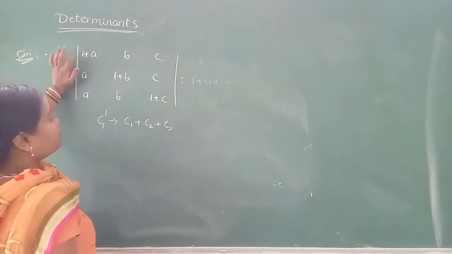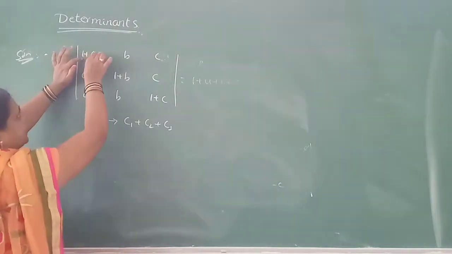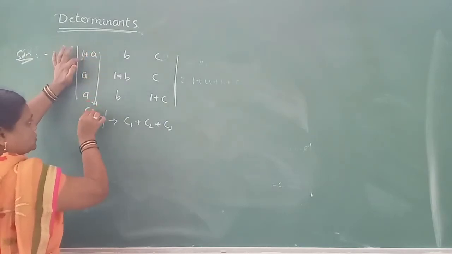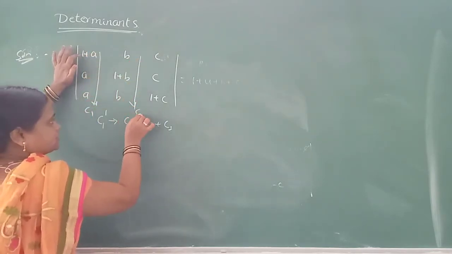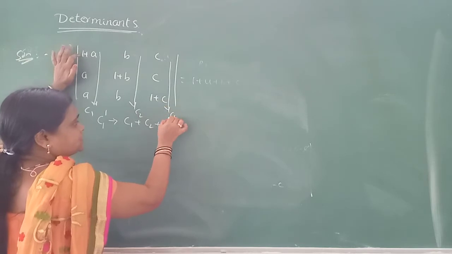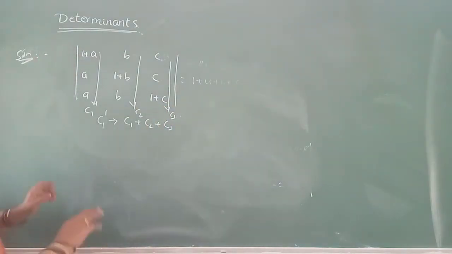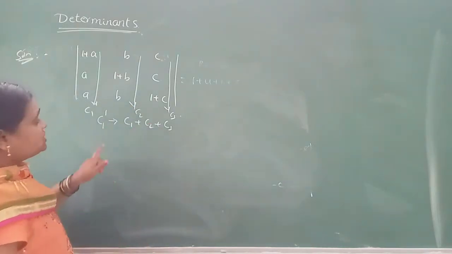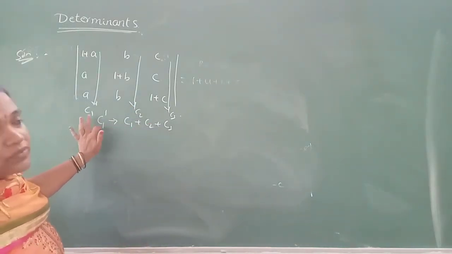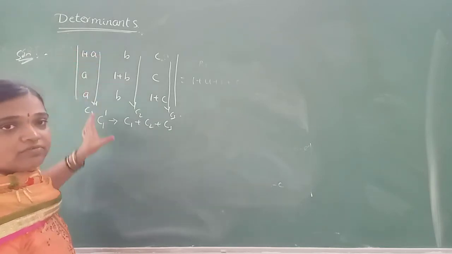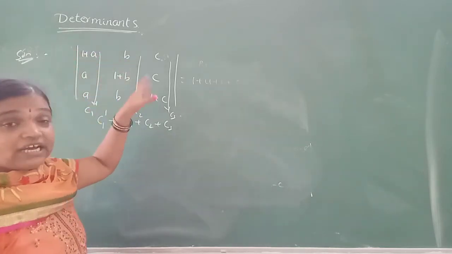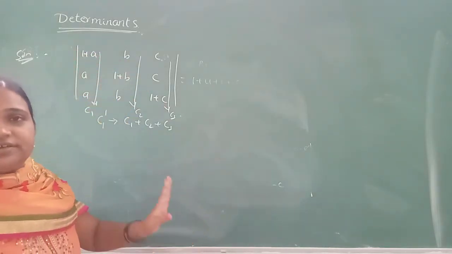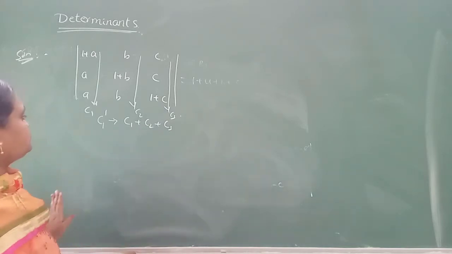We are applying the operation on the first column. This we call the first column, this the second column, and this one the third column. Everything changes in the first column. Other columns have no changes. We are writing them as they are.